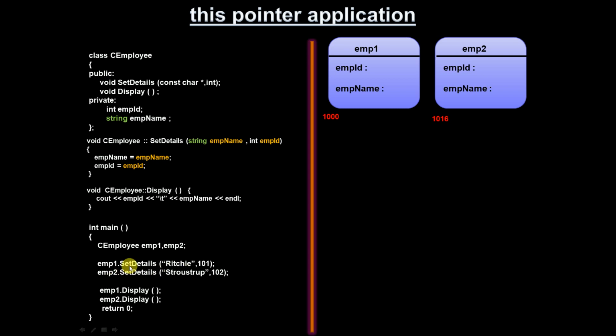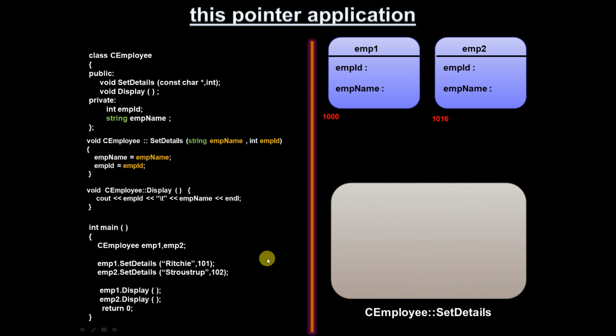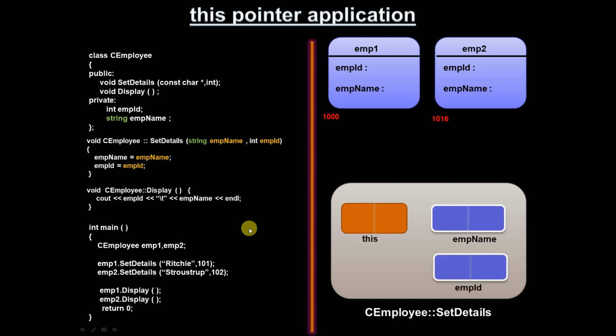Now I'm doing emp1.setDetails to initialize this. Whenever we do emp1.setDetails, a separate stack frame will be created for setDetails, and in that stack frame, as we have already discussed, the this pointer will be the first argument to the non-static member functions of the class. Along with it we have two more arguments, that is employeeName and employeeID. The this pointer holds whoever is invoking here; in this line emp1 is invoking the setDetails function, so the this pointer will hold the emp1 address.